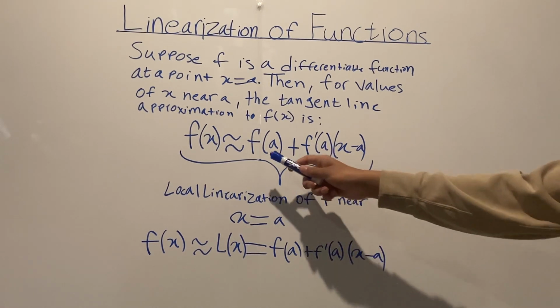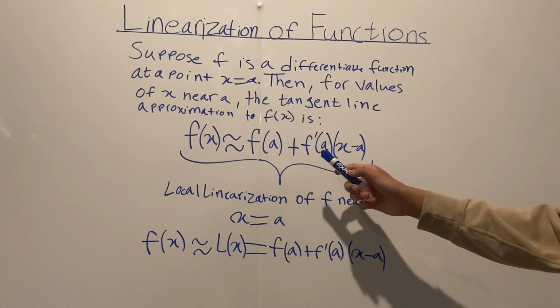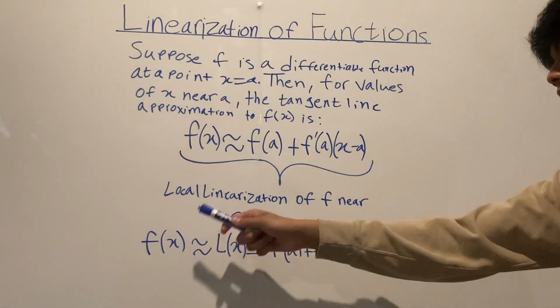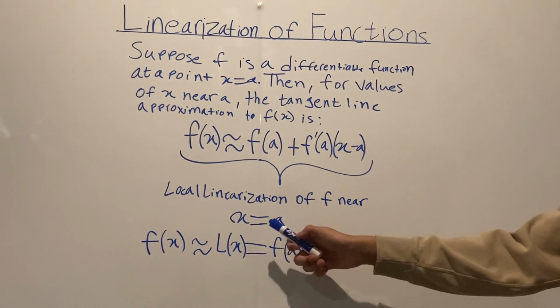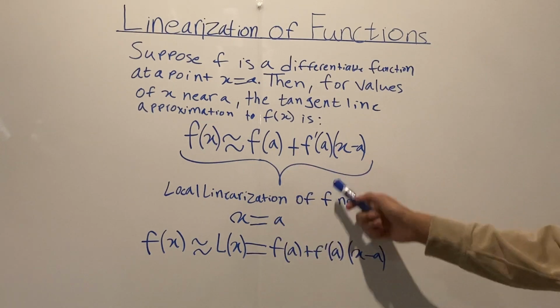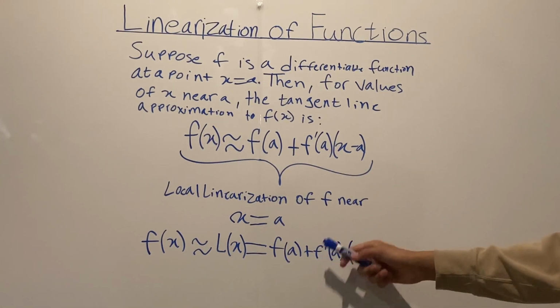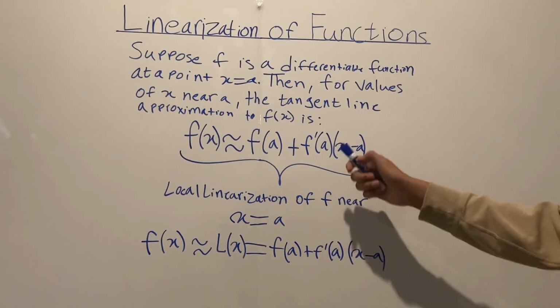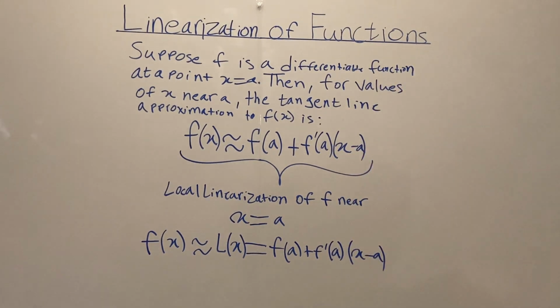And to represent the tangent line as a function, we're going to say that's equal to L of x. And f of x is an estimate to L of x, and that's going to equal the tangent line, f of a plus f prime of a times x minus a. And I'll also do some examples to really understand what all this means.